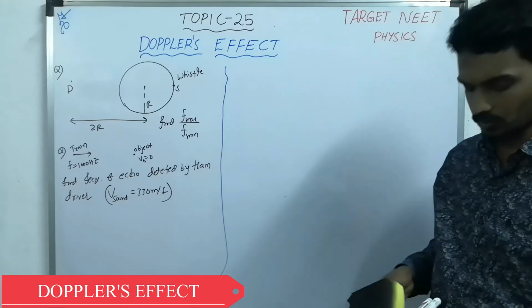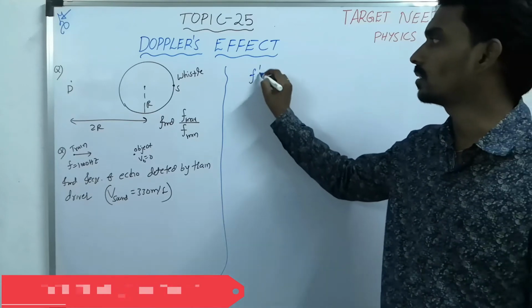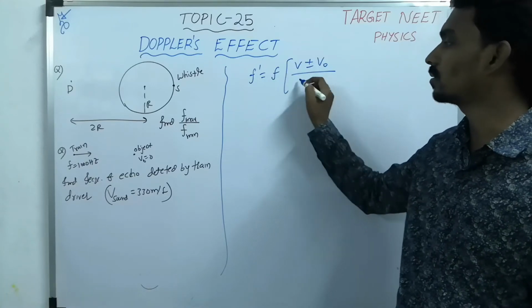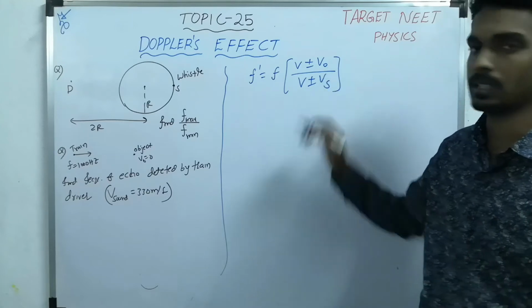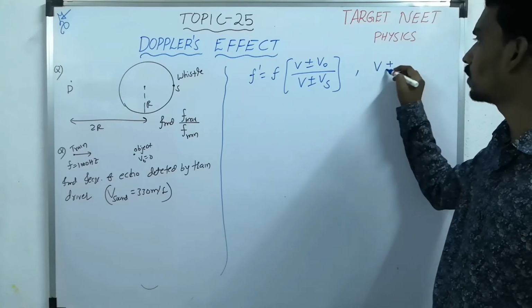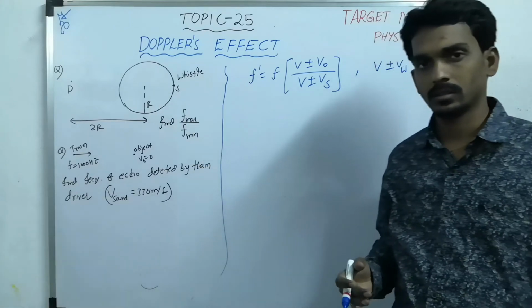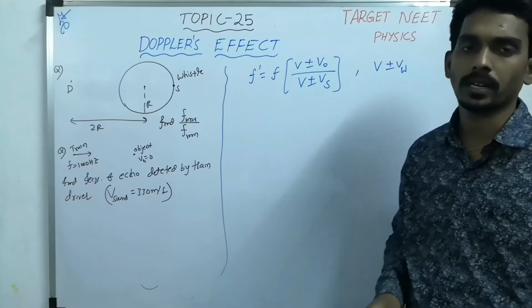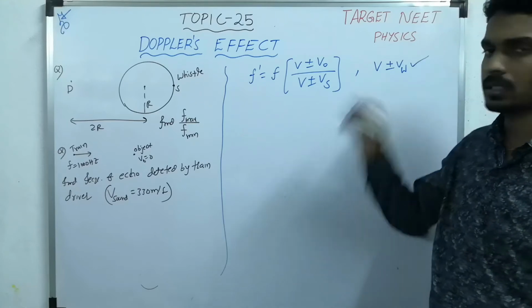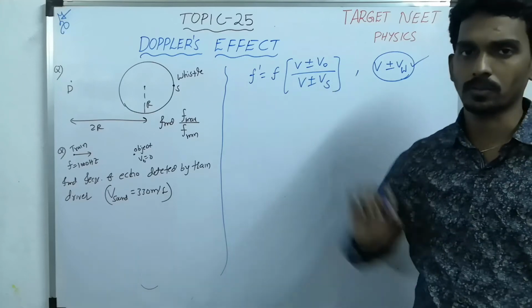The very first thing you have to remember is the relation for the apparent frequency: f dash equal to f into (v plus or minus v naught) by (v plus or minus vs). Sometimes they will also mention wind speed, then in place of v you have to take v plus or minus vw, like wind moving along, so you take plus, otherwise minus. But 90% they will not mention wind speed, but if they mention it, you consider that also. In place of v you have to take v plus or minus vw, where vw is wind speed.